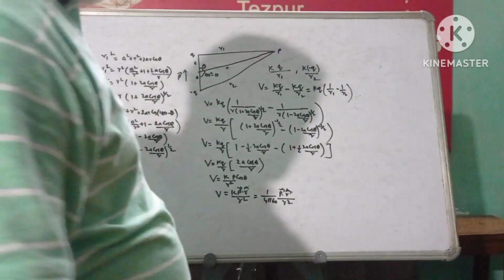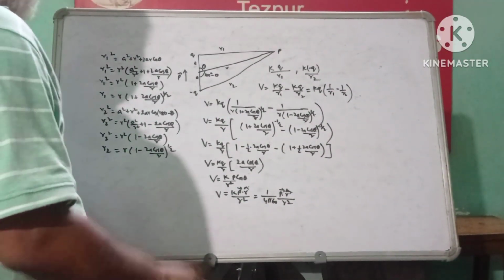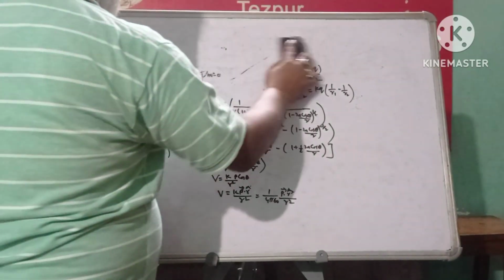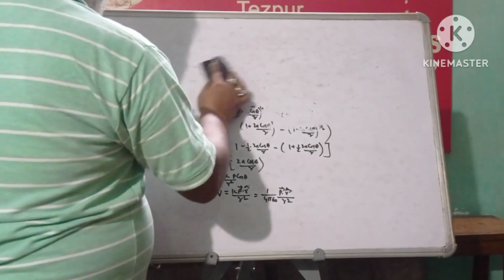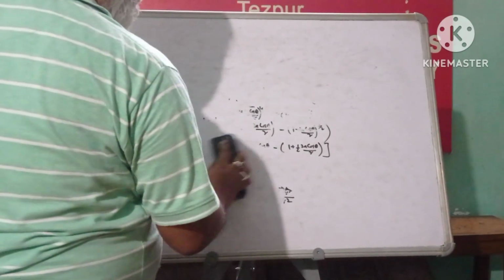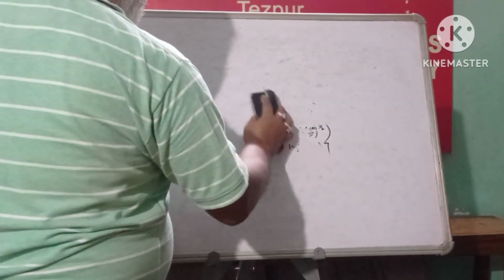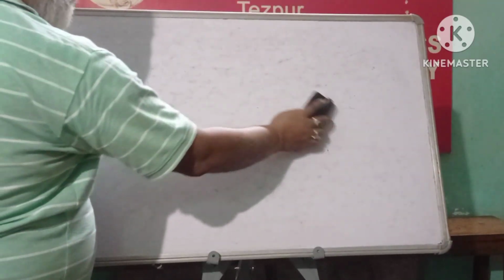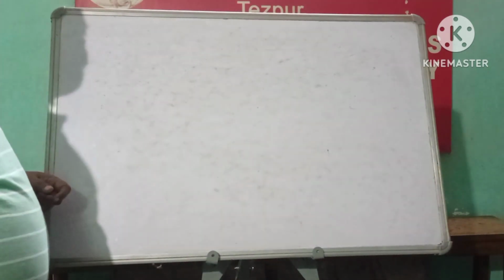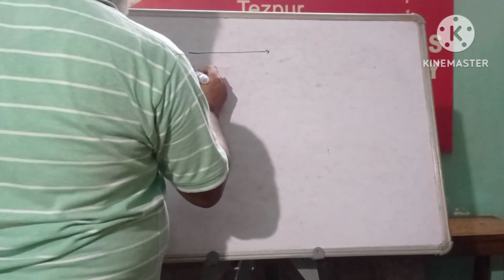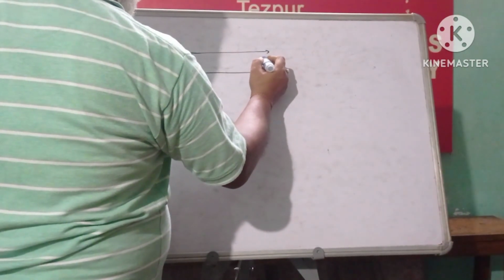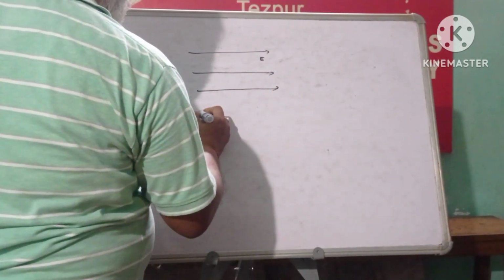Now, again, I want to show you one more thing. Similarly, if you want to derive what is the work done when a dipole is placed in an electric field. What is the work done when a dipole is placed in an electric field? You want to calculate it.